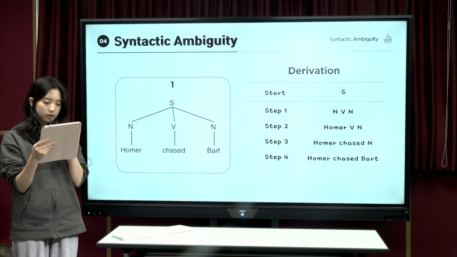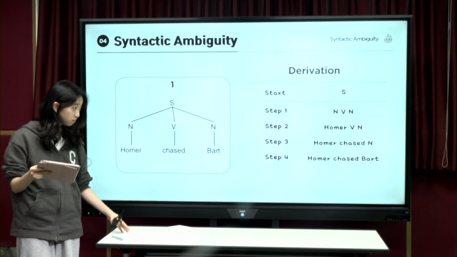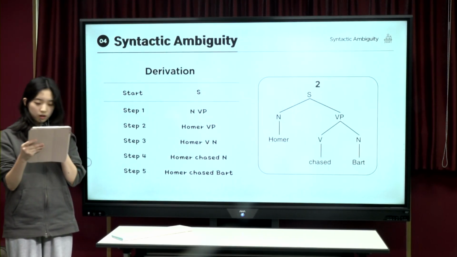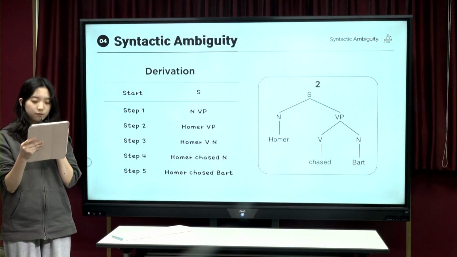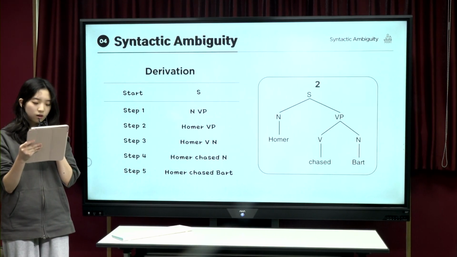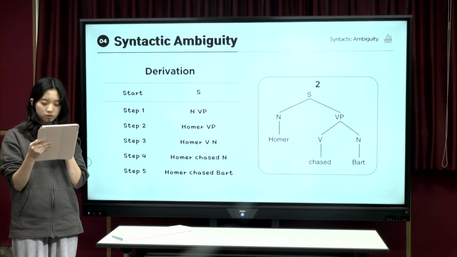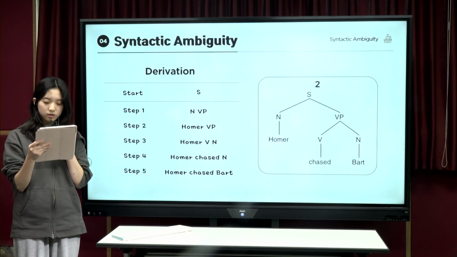S→NVN derivation progresses like this. S→NV VP derivation progresses like this. Unfortunately, we will not talk about which structural rule is better at generating the sentence in this unit.